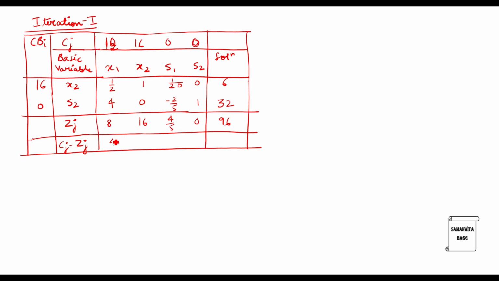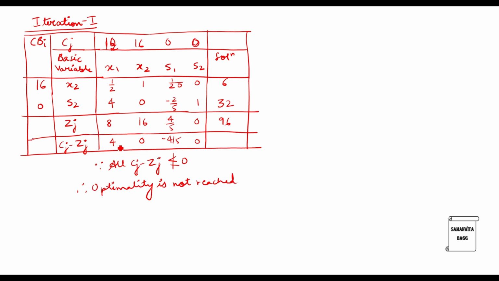12 minus 8 is 4. 16 minus 16 is 0. This is minus 4 by 5. This is 0. Now let's check if all Cj minus Zj are less than or equal to 0. It is less in these three positions, but in the first position, you can see it is still positive. So we will write down, since all Cj minus Zj are not less than or equal to 0, therefore optimality is not reached.